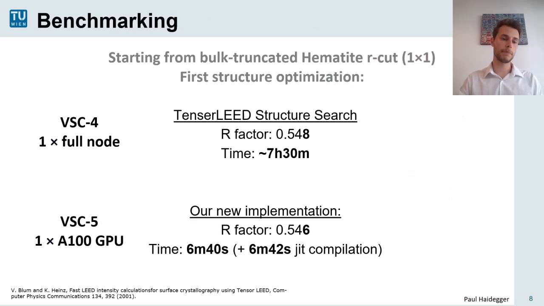This new algorithm we compared with a previous one, and we compared it for hematite and for the first structure optimization. The previous algorithm was performed on a CPU and took around 7.5 hours. And the new one is written for a GPU, so it was also performed on a GPU and took around 14 minutes, which is a good improvement.